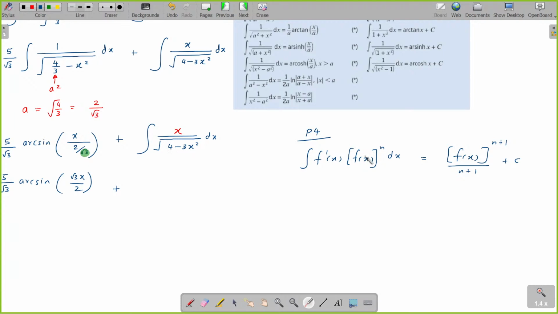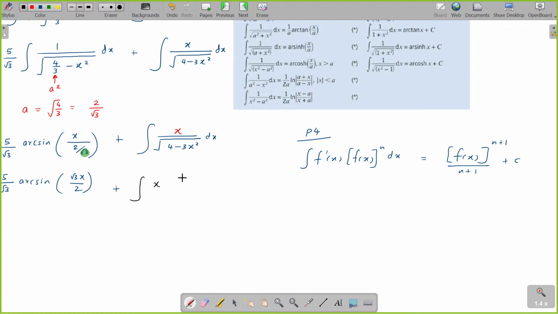The power can be anything. It doesn't matter what n is. Regardless of what n is, as long as you have the perfect differentiation outside, you can go for the reverse chain rule, regardless of the power. So let's go ahead with this.